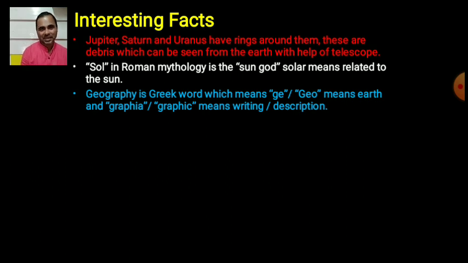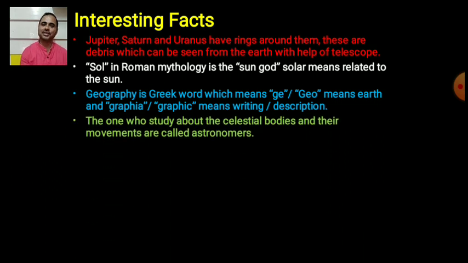Geography. What are we discussing? Geography. The first chapter, geography, we are discussing. Do you know what geography is? Geography is a Greek word, a combination of two Greek words, that is geo and graphia, where geo means earth and graphia means writing or description. It means geography is describing the earth. Clear? Now move to another interesting fact.